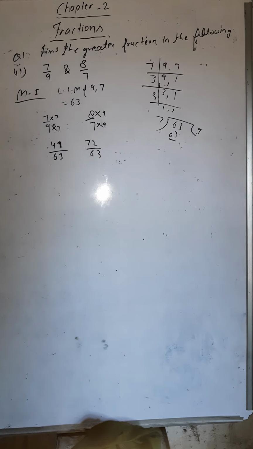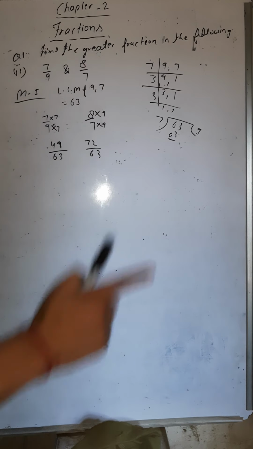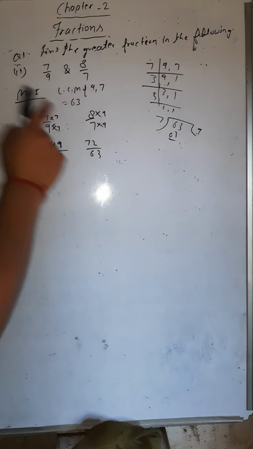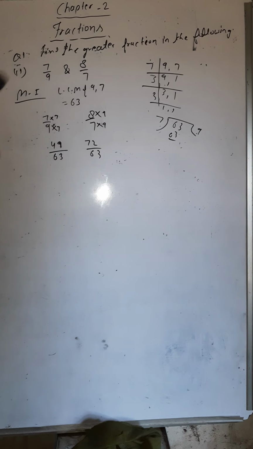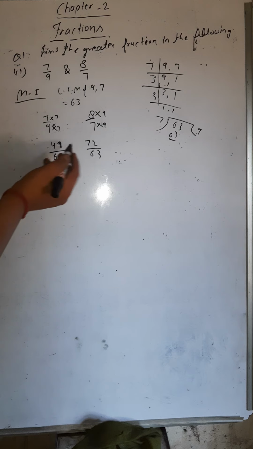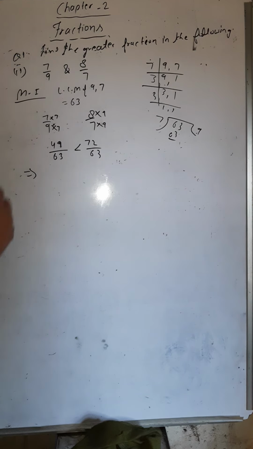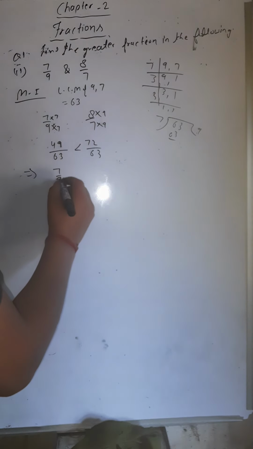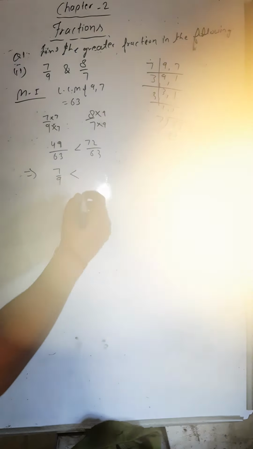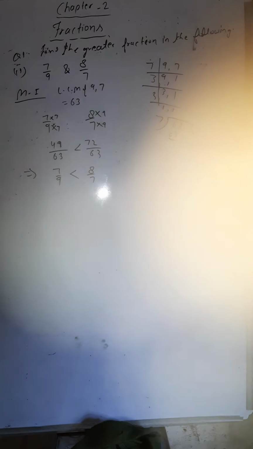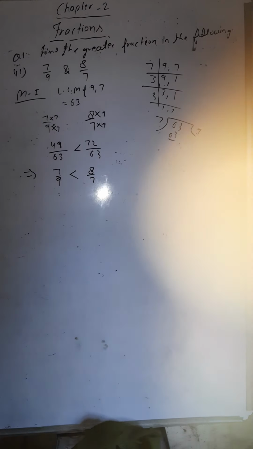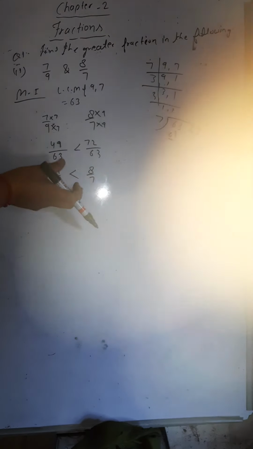Now both are having the same denominator. Remember, if denominators are the same, then the fraction having the greater numerator will be the greater fraction. So here you can see 72 is greater than 49. So it means this one will be the greater one. It implies that 8 by 7 will be greater than 7 by 9. So 7 by 9 will be smaller than 8 by 7. 8 by 7 is greater. The fraction which is greater will be the bigger one. Okay, so this was the first method.